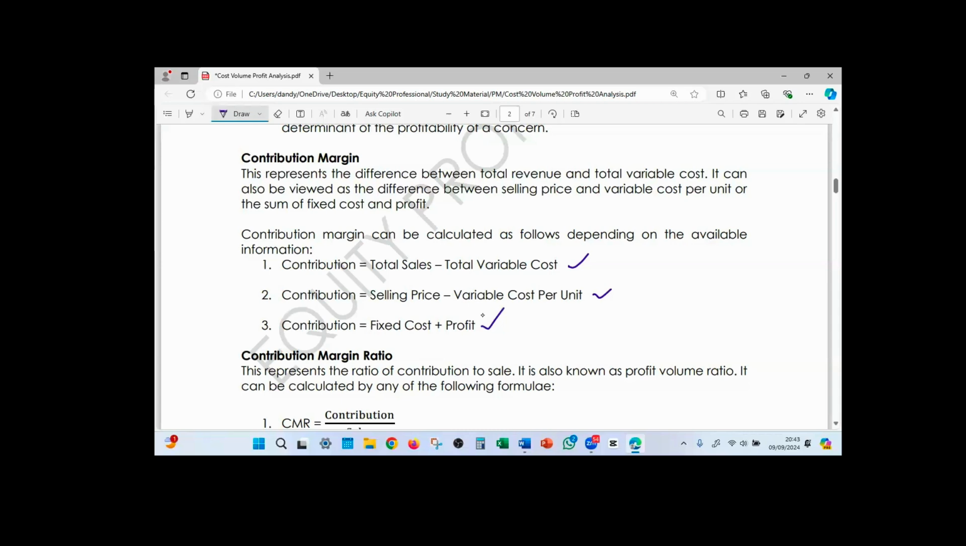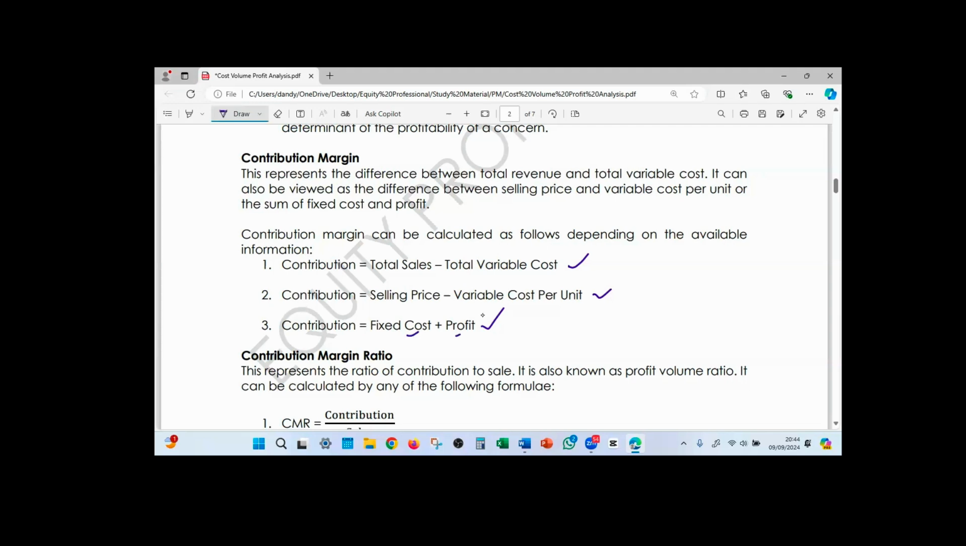Remember, when we did operating statement, marginal and absorption costing, I mentioned that the marginal costing concept is an accounting system whereby the fixed costs incurred are written off fully from the aggregate contribution. That's why whenever you want to determine contribution and you don't have sales value or selling price, just add up the fixed cost plus profits. It will give you contribution.